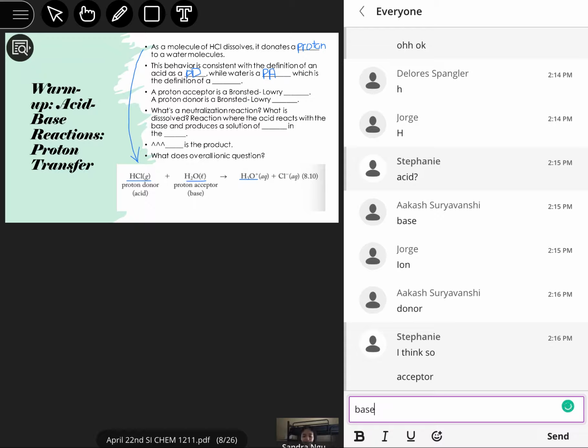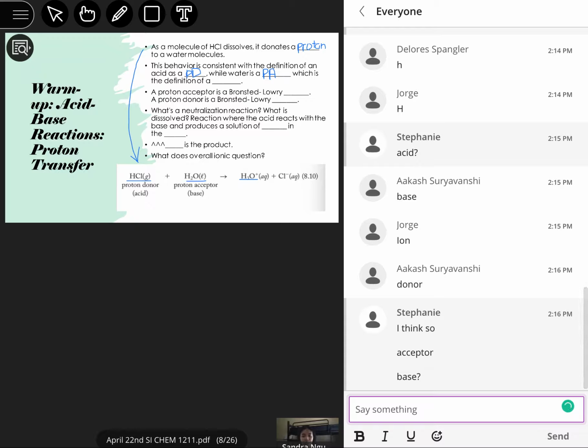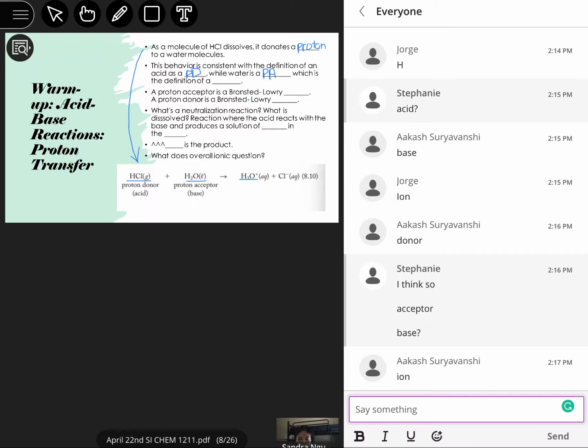And this is just a basic definition. You accept the H, what are you? Or you accept the proton, what is that called? What does that make you? A base. Okay, question mark. Okay, does anyone agree? Ion. Okay, I need one more answer. Someone said base, and then Akash said ion. Does anyone have any other answer?